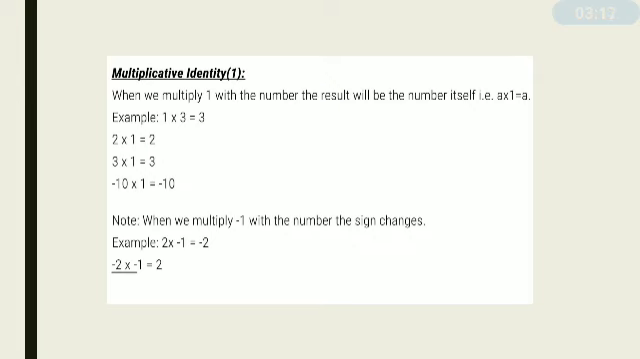The other thing to note down here is when we multiply negative 1 with a number, the sign changes. So if you are multiplying negative 1 with any integer, its sign will change. So positive 2 will become negative 2. Similarly, negative 2 will become positive 2.